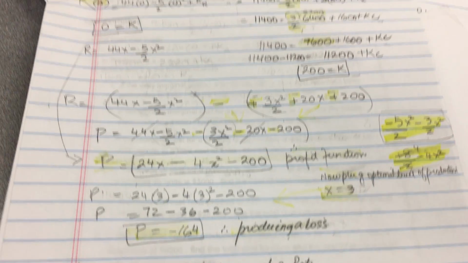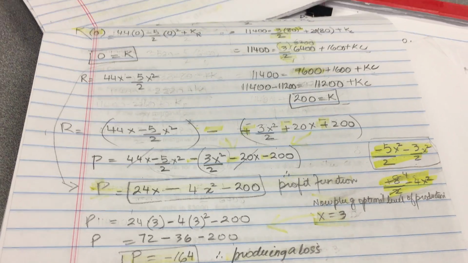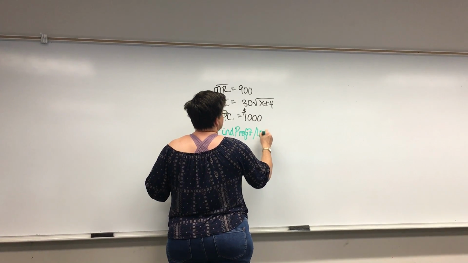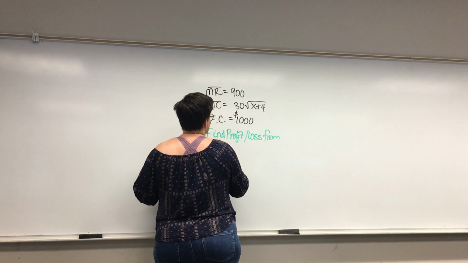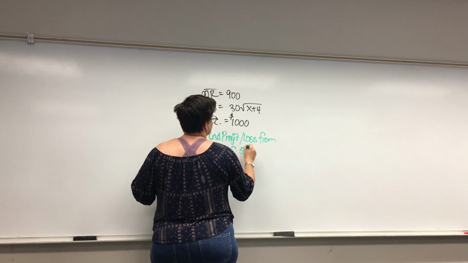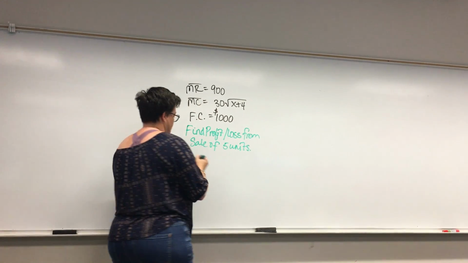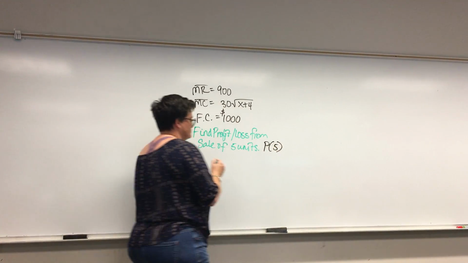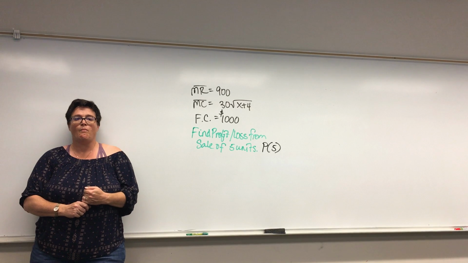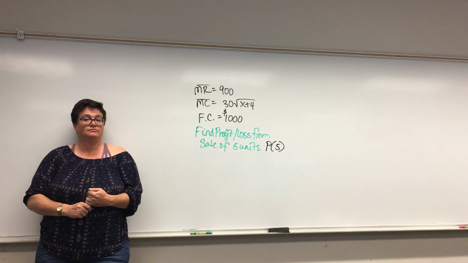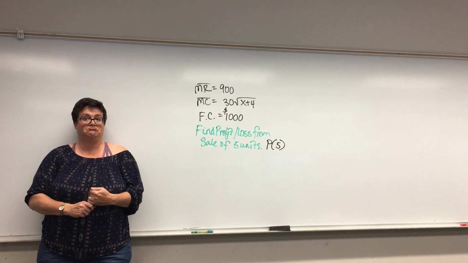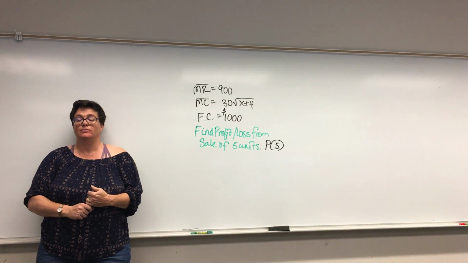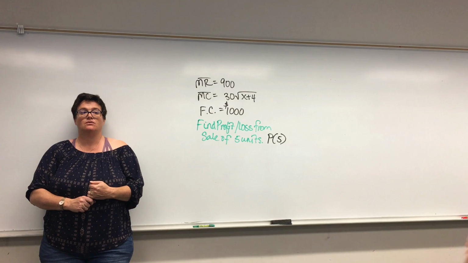So it wants you to find profit or loss from sale of 5 units. So in layman's terms, we're looking for profit at 5. Right? So what do we need? You need revenue. We need cost. We need revenue minus cost. We need profit. So how do we do that?